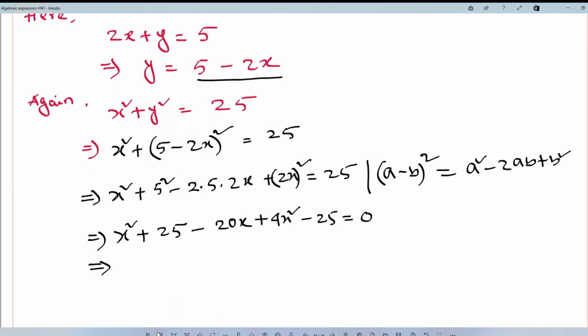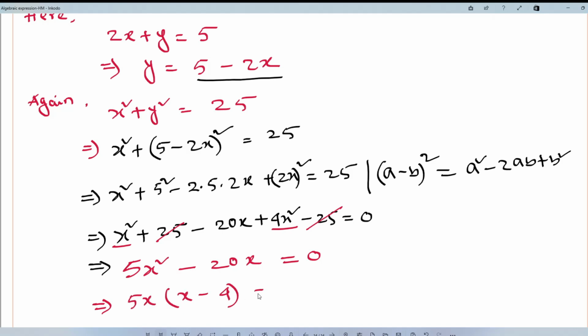So what can we do? Here is x square, here is 4x square. We can write 5x square, and here is plus 25 and here is minus 25. We can omit those. So here is minus 20x, and this equals 0. Now look, if we take 5x common, we get 5x into (x minus 4) equal 0.